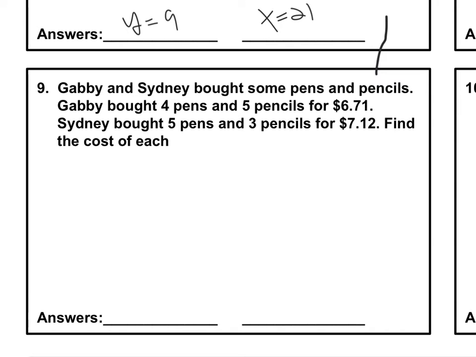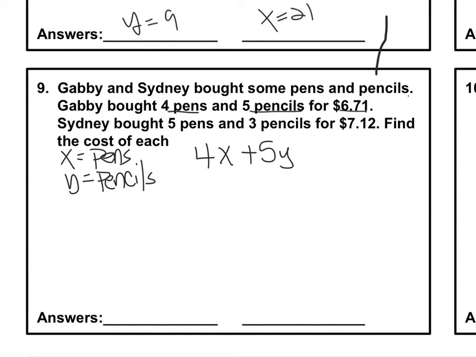Gabby and Sydney bought some pens and pencils. So Gabby bought 4 pens and 5 pencils for that much. So we're going to say that X is pens and Y is pencils. Make sure you define which is which, okay? Alright, so 4 pens, 4X, plus 5 pencils, 5Y. The cost of that is $6.71. So X and Y represents how much they cost, okay?